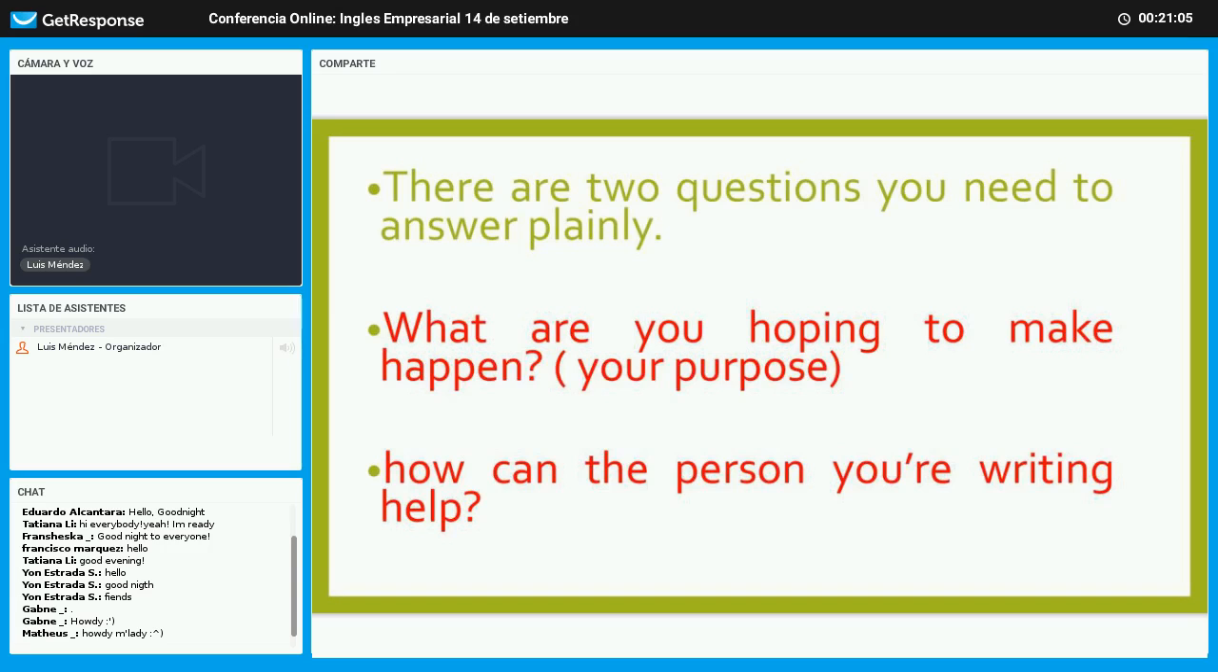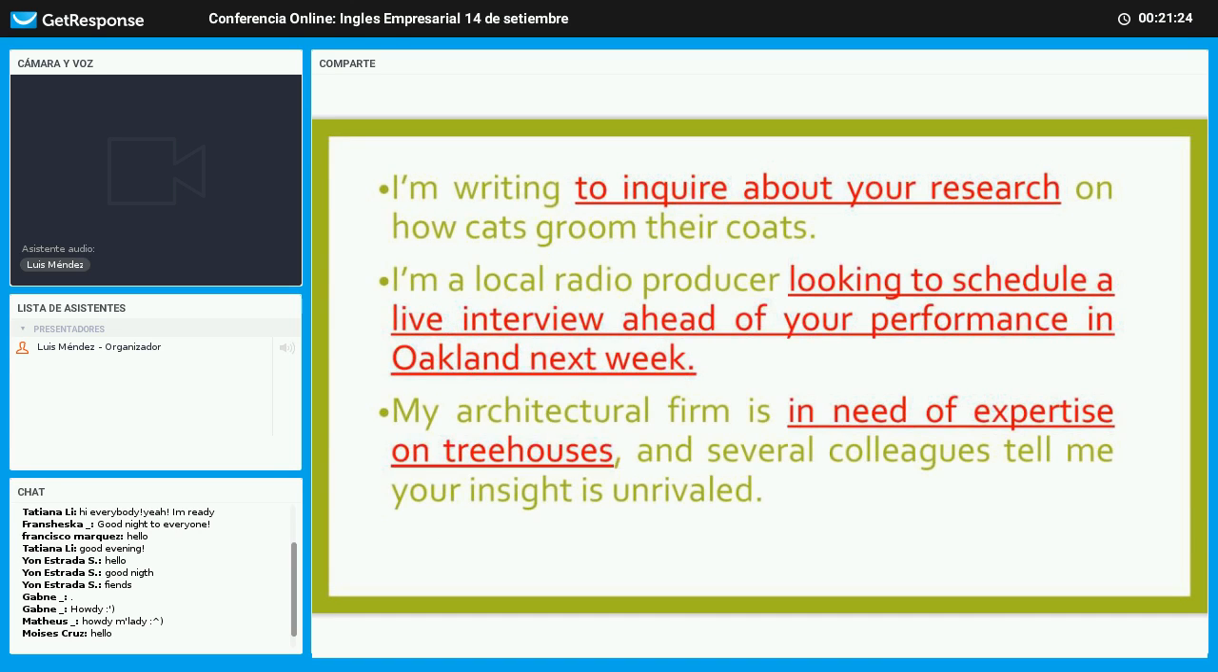Okay, this is the important thing. So now I'm going to show you. We have to keep this in mind. How can the person you're writing help you? How can this person be helpful for you? And what is the purpose of this? Okay, let's see. Here we have some examples that we could use.